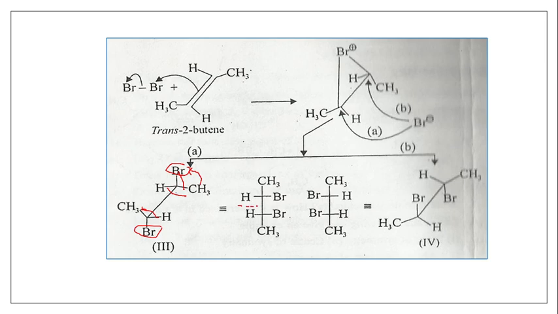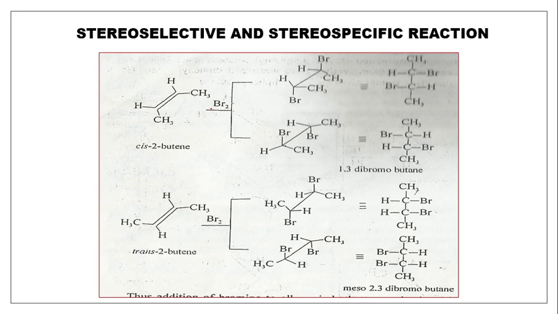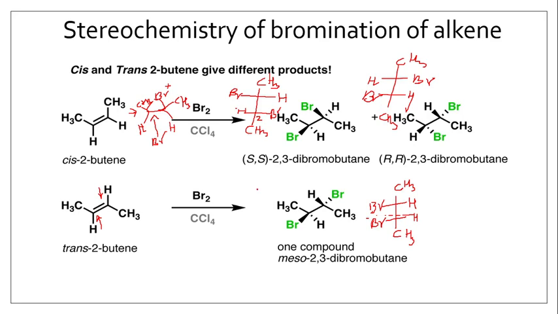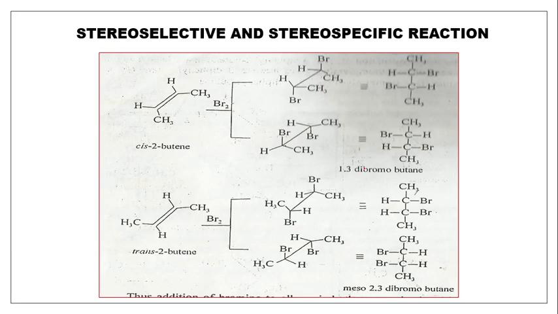Meso, because there is a mirror plane, so from the opposite side it will look like this. So it is giving a mirror plane, and therefore trans gives meso, and cis gives the DL molecule, which I have shown you over here, how it is attacking and how it is formed. That's why this reaction is stereoselective as well as stereospecific.